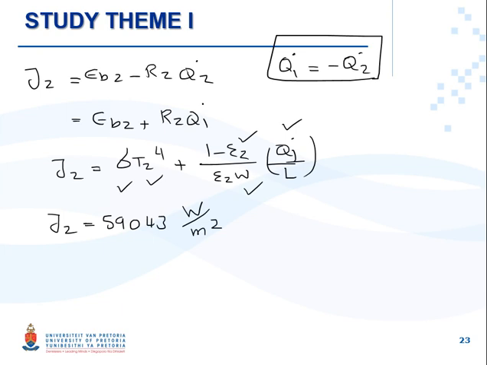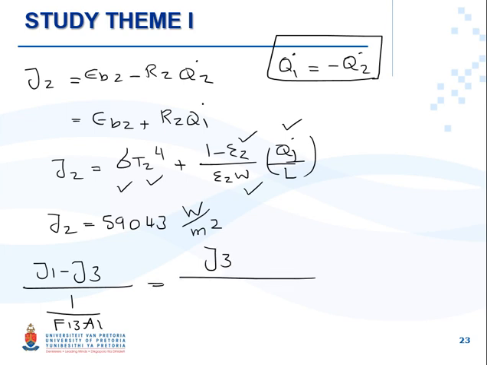Now that we have J1 and J2, we can calculate J3 based on this correlation. So J1 minus J3 divided by 1 over F13 A1 is equal to J2 minus J3 divided by 1 over F23 A2. Okay, so if we do this one, please do it yourself.